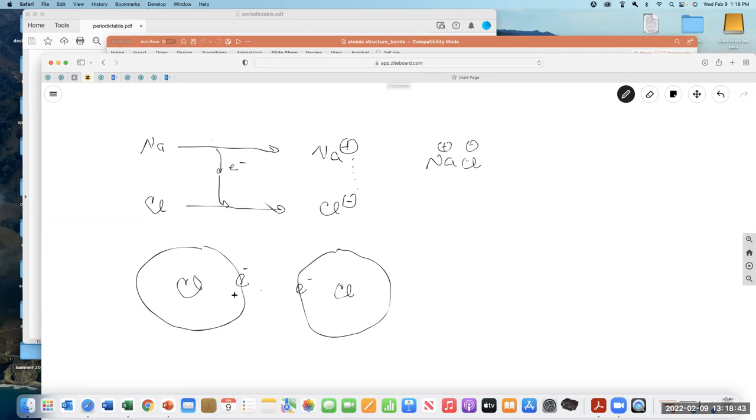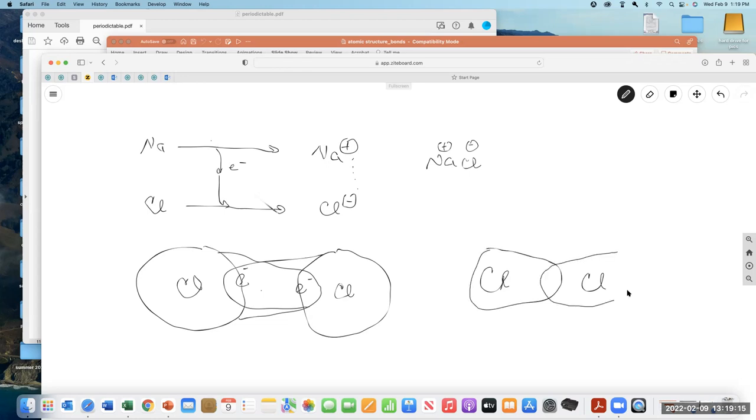Now, each of these chlorines wants one electron. So this chlorine goes, oh, look, there's one. I'm going to grab onto it. And this chlorine goes, oh, look, there's one. I'm going to grab onto it. And so if I redraw it like teardroppy, right? Here's the electrons that it's sharing.